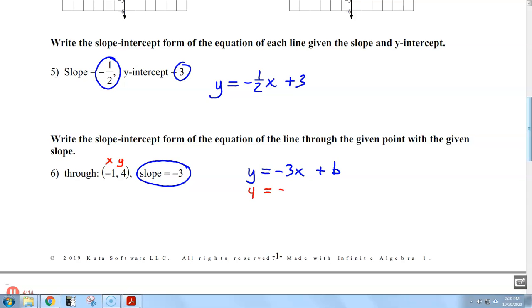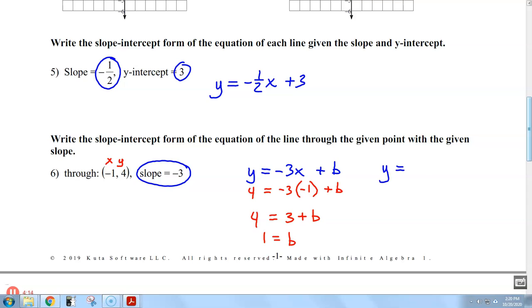4 equals negative 3 times negative 1 plus b, and I've got to solve for it. So 4 equals 3 plus what? Minus 3 from both sides, and you're going to get b equals 1. So I now know the equation.